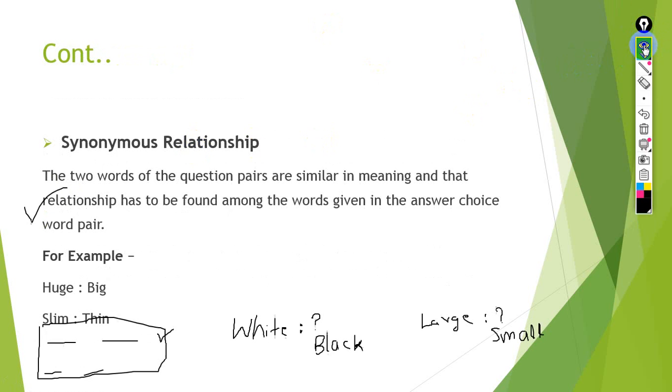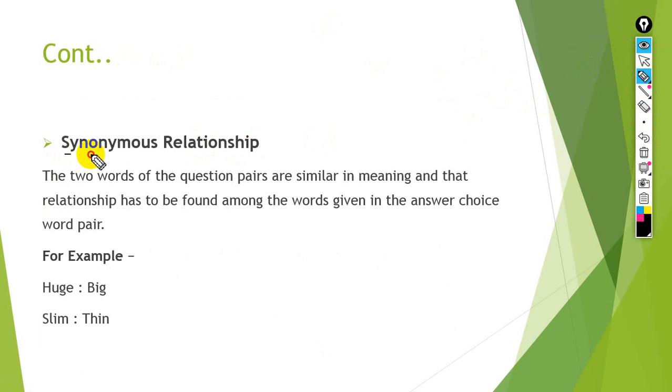Synonyms means words having the same meaning. So the two words of the question pair are similar in meaning, and that relationship is to be found among the words given in the answer choice word pair. For example, if we have huge and big, and slim and thin, both have the same meanings.